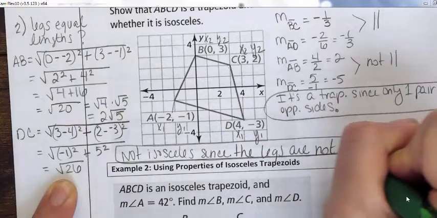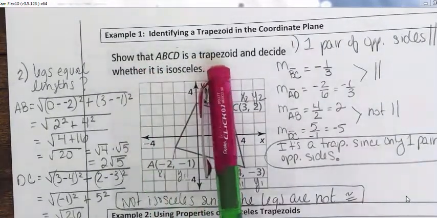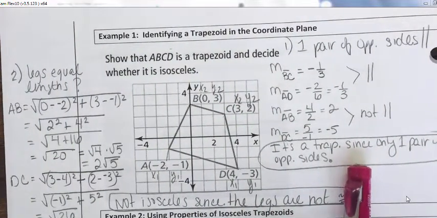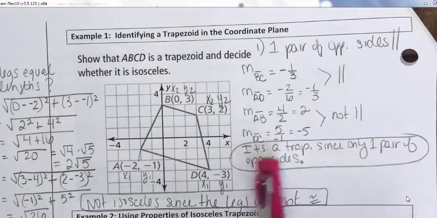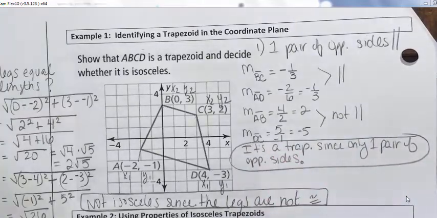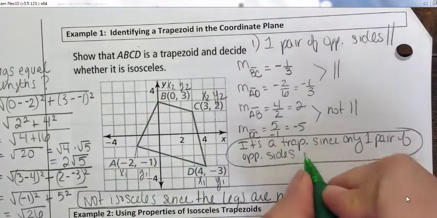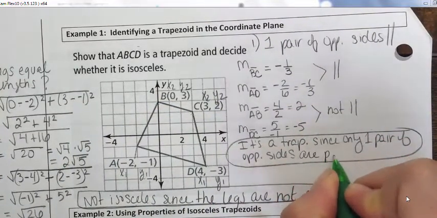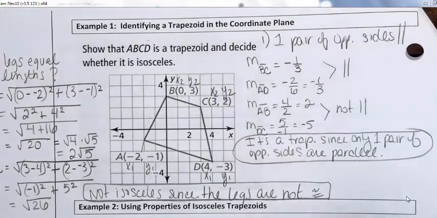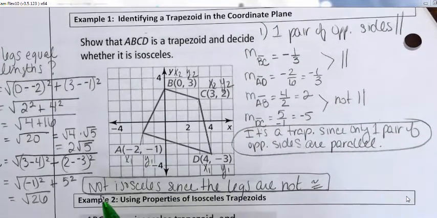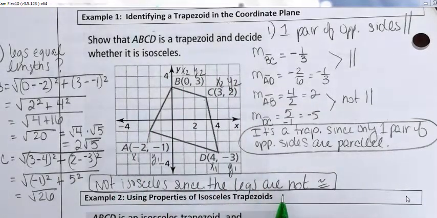So 2 parts to this. We answered both questions, right? Show that it's a trapezoid. We did. We had 1 pair of opposite sides. Oh, what happened? It's a trapezoid since only 1 pair of opposite sides. I forgot to put are parallel. Good thing I went back over my answer. And then we also had to decide whether it was isosceles, and we know it's not because the legs are not congruent.